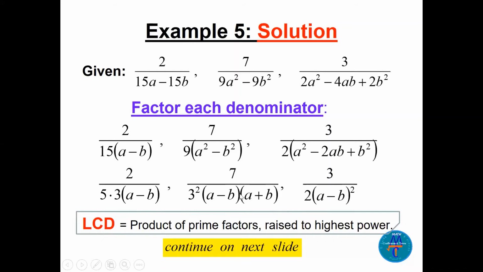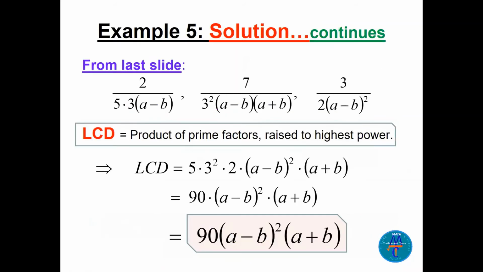And then look at the others here, like a minus b. You see a minus b, we have a minus b squared. Which one do we take? Only the highest power. So the whole LCD will be 5. There is a 5 here. See, this is from the last slide. I put also the definition here so that you can review it.